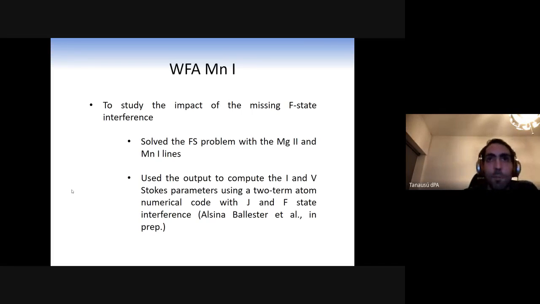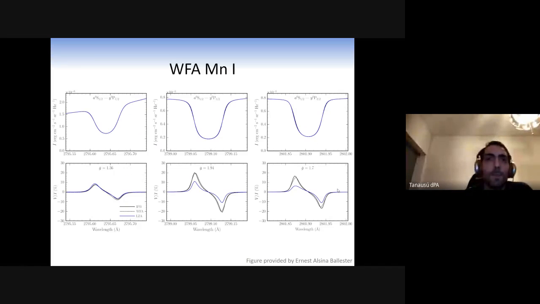However, it was still important to study the impact of the missing F-state interference. So what we did was to solve the problem without hyperfine structure with the magnesium 2 and manganese 1 lines using the same code as before, but we took every output of the code and we transformed it to the input of a two-term atom numerical code with J and F state interference. And we compute just the intensity and the circular polarization profile. And this was the result.